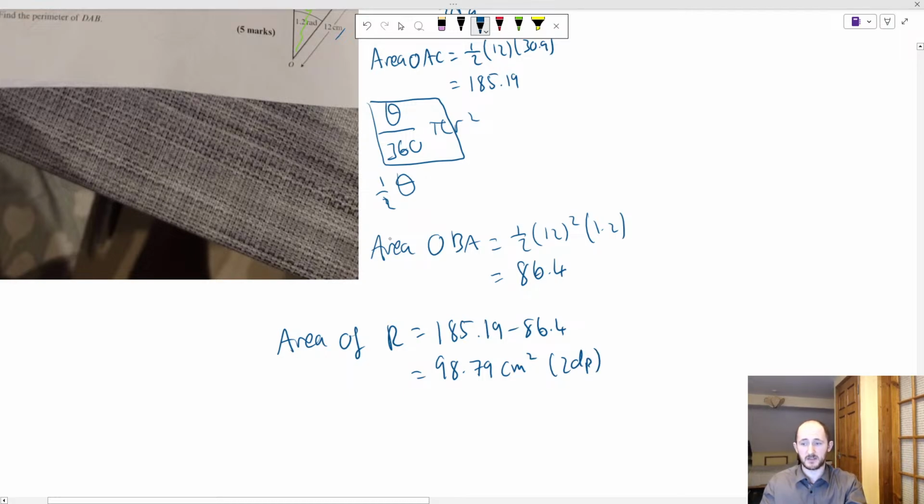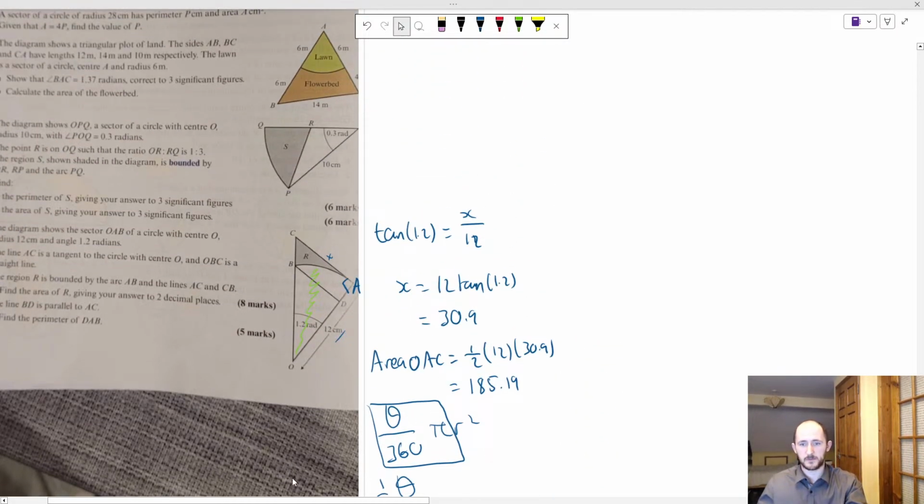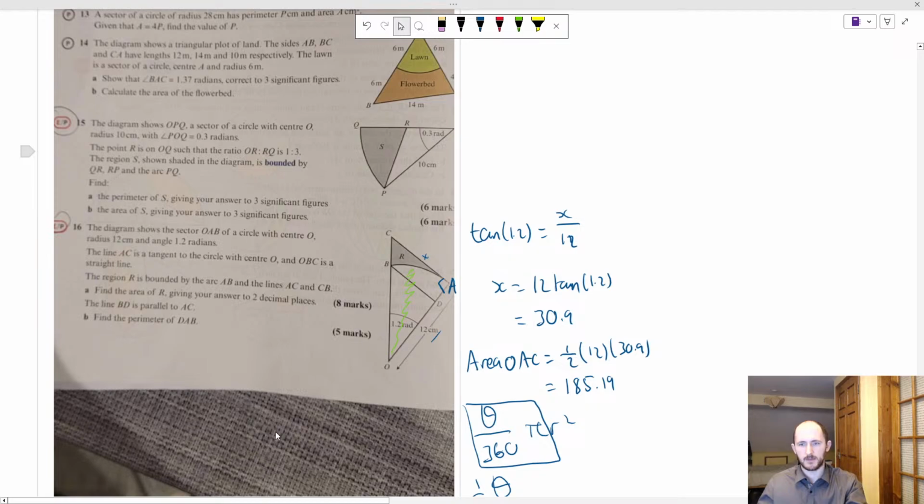8 marks. Bad. God. Anyways, wait, I just want to tick this one off. Where is it? Where am I looking?